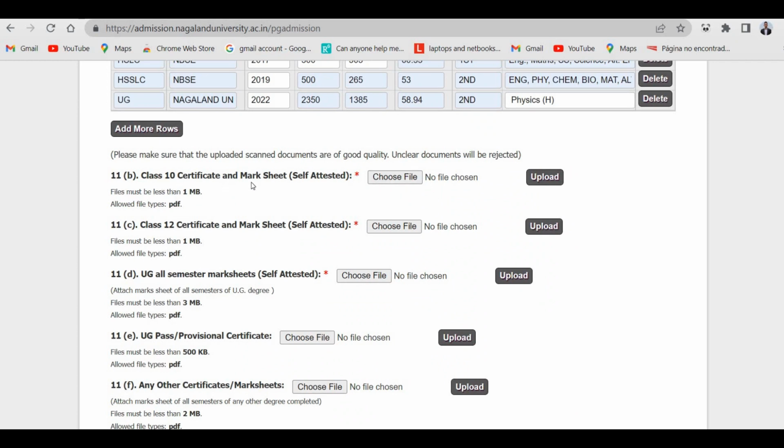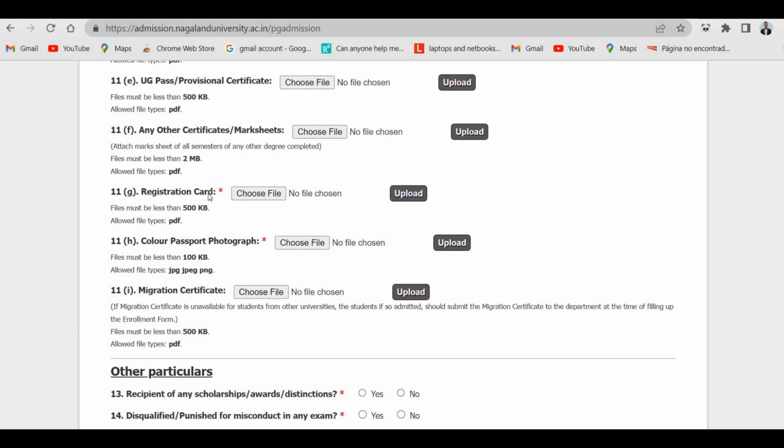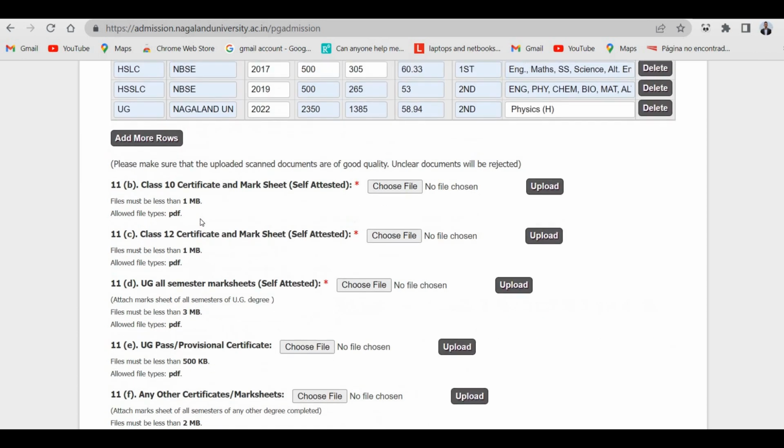So this follows for class 10, class 12, and UG all semester mark sheet. For UG all semester mark sheet, make sure that you have attached all your semester mark sheets from first semester till 6th semester. For UG provisional certificate, it's not mandatory. If the student doesn't have the provisional certificate, you can skip this part. For registration card, it is mandatory to upload. For color passport photograph, it's mandatory to upload.